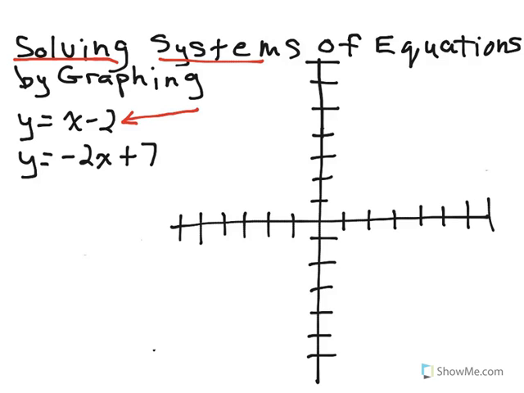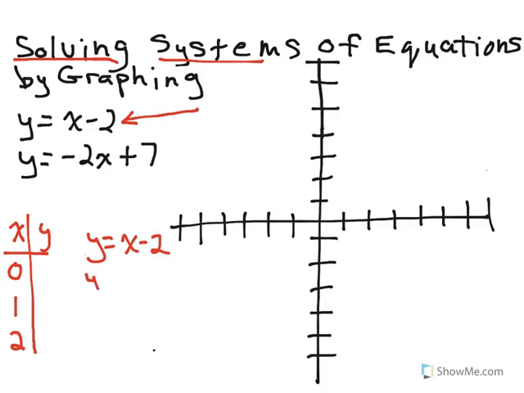I'm going to start with y equals x minus 2. Create an xy table and pick values for x such as 0, 1, and 2, and plug those values for x into the equation y equals x minus 2 and solve for y. So if x is 0, we have y equals negative 2. That is one set of coordinates for a point, and we can plot that point, 0, negative 2.